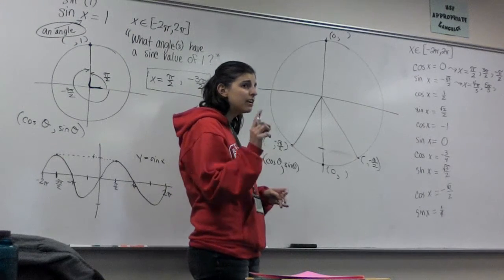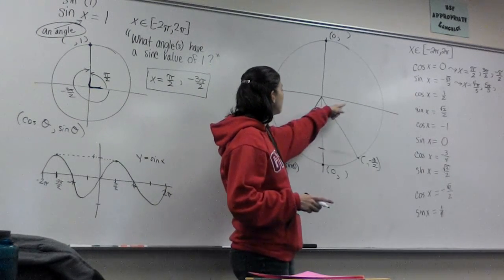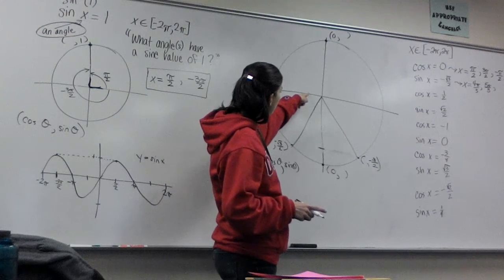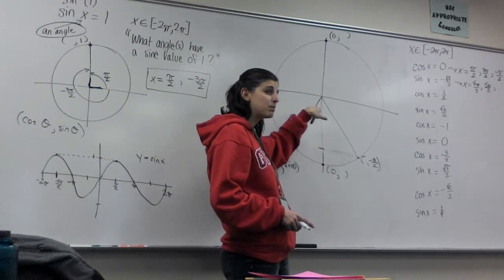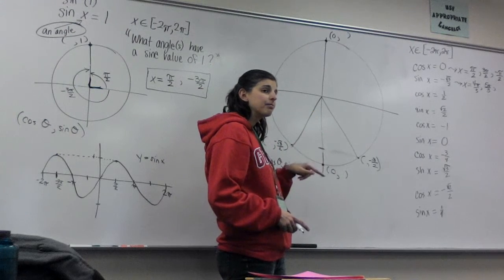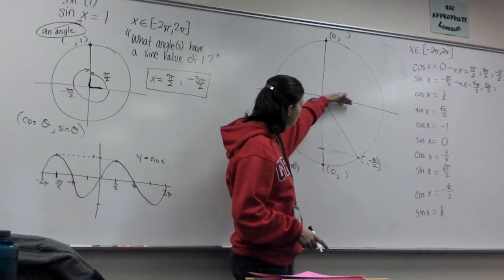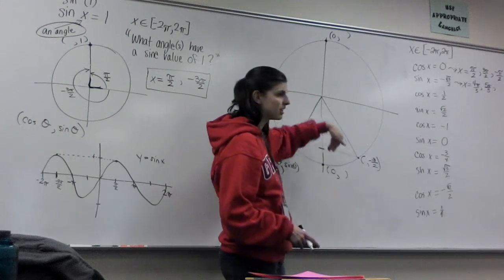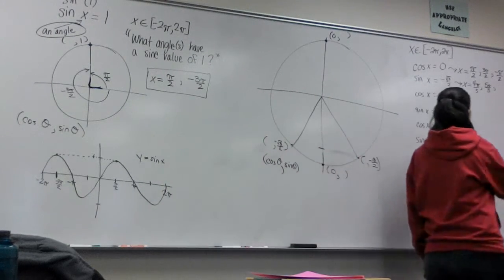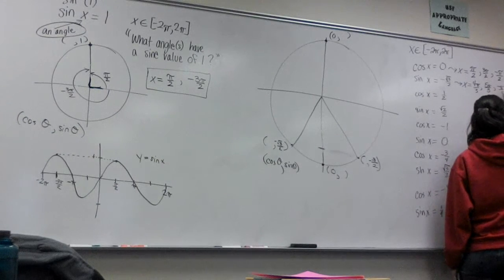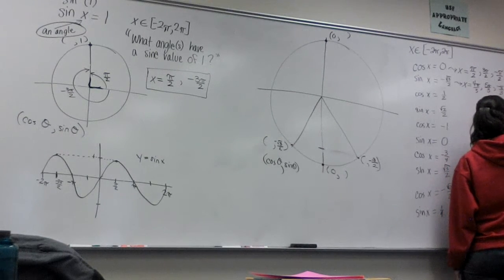If I go negative 4 pi over 3, that's negative 1 and 1/3 pi. So I need to go 1 pi and another third in the negative direction. That doesn't take me to the same spot. What takes you to the same spots going this direction? Negative pi over 3 and negative 2 pi over 3. Very good.